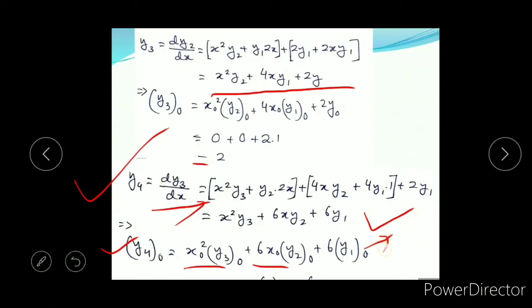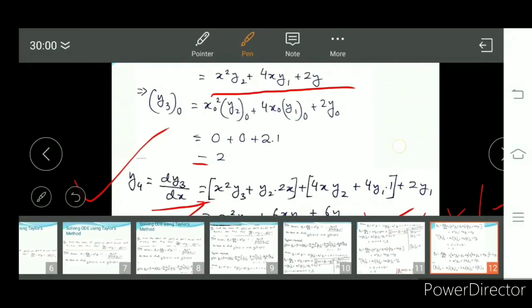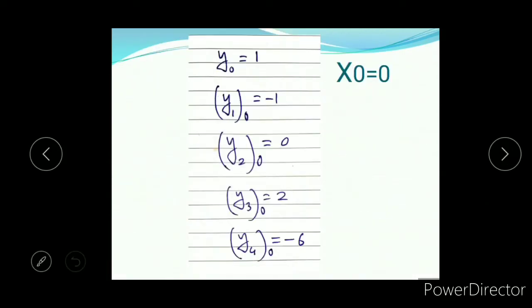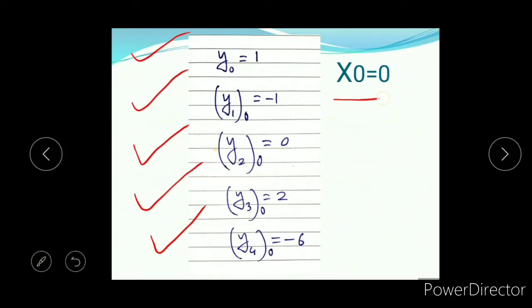Let me write only this thing, 6 into minus 1. So what will be the value? It will become minus 6, right? So we are getting y4, the value of y4(0), as minus 6, right? So as a whole, we are getting all these values: y(0) equals 1, y1(0) equals minus 1, y2(0) equals 0, y3(0) equals 2, y4(0) equals minus 6, and as we know, this is also given, that is x0 is 0.